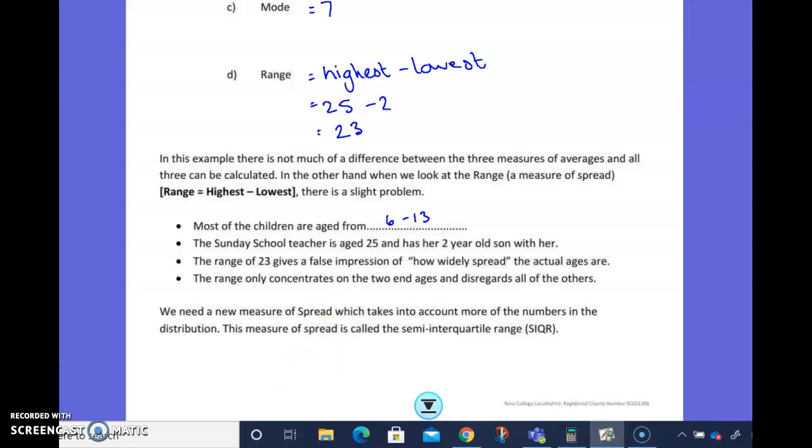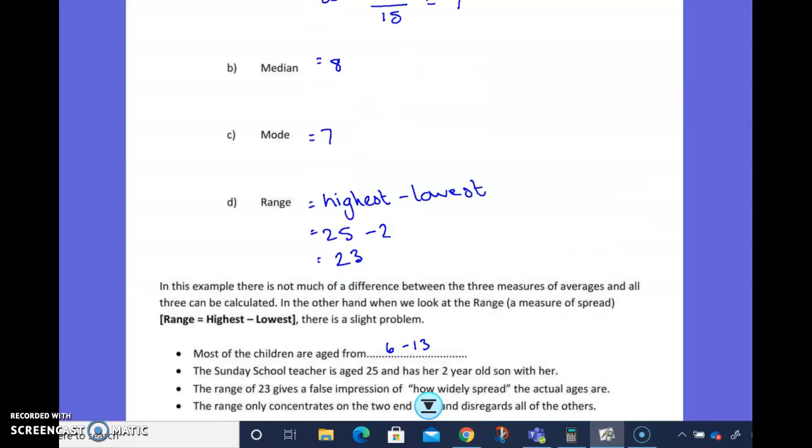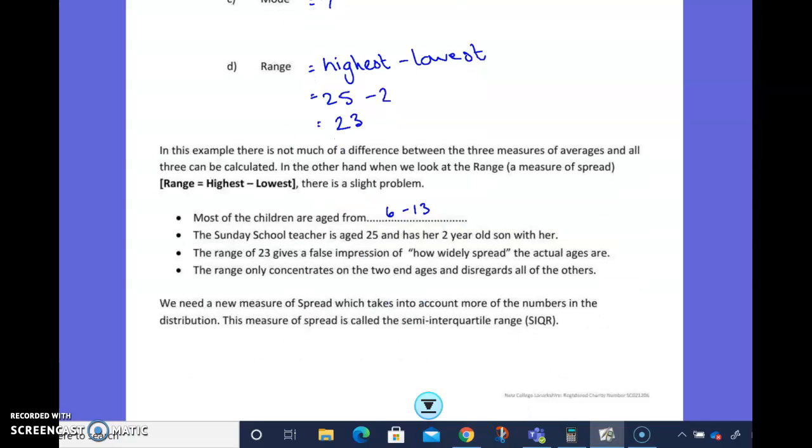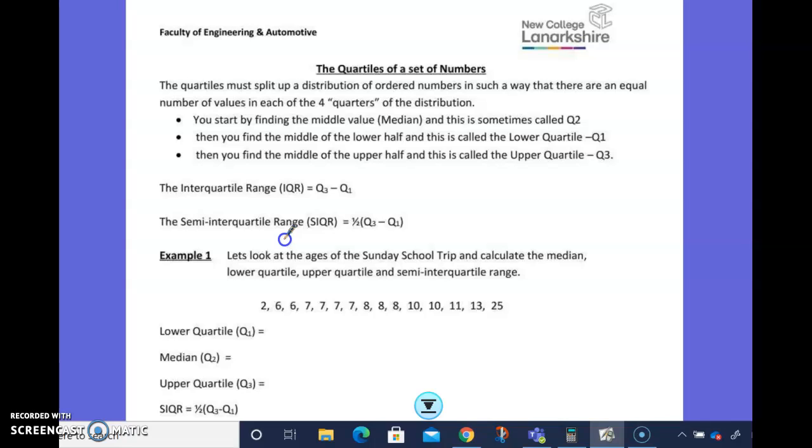Okay, and it takes into account more numbers than just the highest and the lowest. And that measure of spread we're going to look at is called the semi-interquartile range, which we'll shorten to SIQR. In your semi-interquartile range, we need to work out quartiles. Quartiles are exactly what they sound like. If you quarter something, you're splitting it into 4. So when we work out the median, we split a list in half. When we work out quartiles, we split it into 4 equal bits.